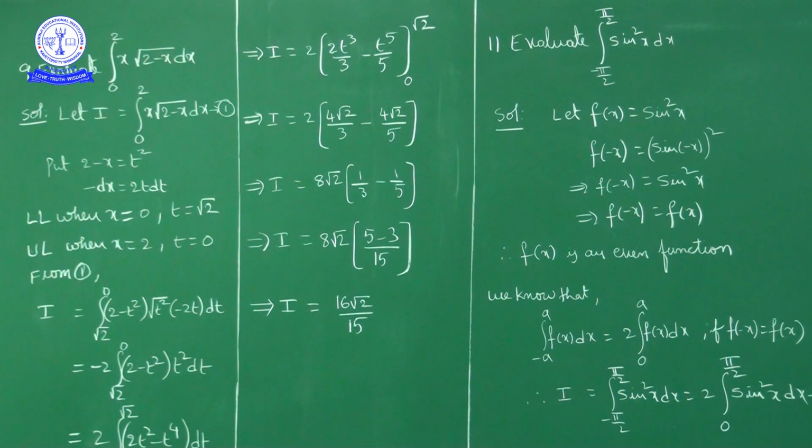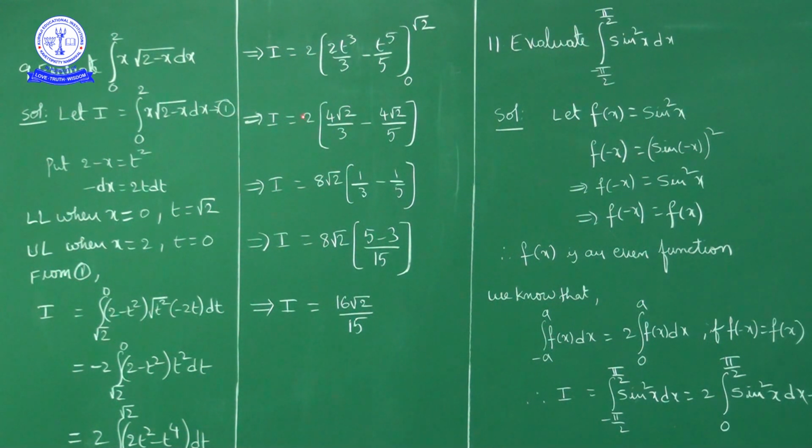Now the integration of 2t square is what? 2t cube by 3. The integration of t power 4 is what? T power 5 by 5. So this 2 as it is: 2 into 2t cube upon 3 minus t power 5 upon 5, with lower limit 0 and upper limit root 2. Now by applying root 2 in place of t, what will we get? I is equal to 2 into root 2 cube. Root 2 cube is 2 root 2, 2 root 2 into 2, 4 root 2 by 3 minus 4 root 2 by 5.